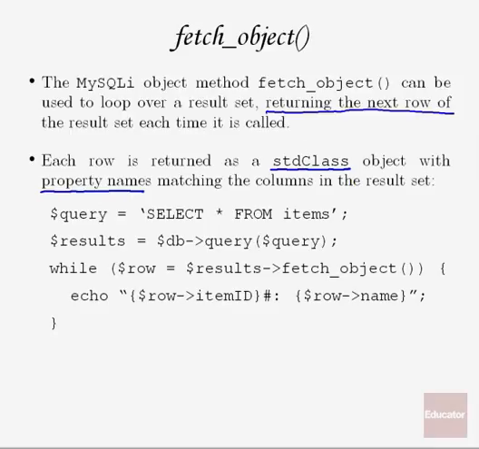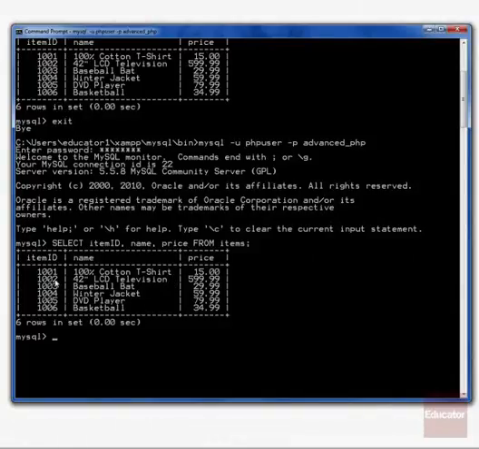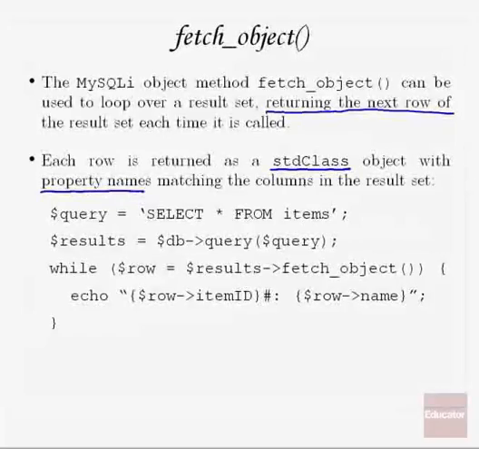So for example, when we run a select query on our items table, if we were to run this query here and we would get this result set back, when we would call fetch object for the first time on this result set, it would return a standard class object that would have a property called item ID, whose value would be set to 1001. It would have a property named name, whose value would be set to 100% cotton t-shirt, and would have a property named price that would be set to $15.